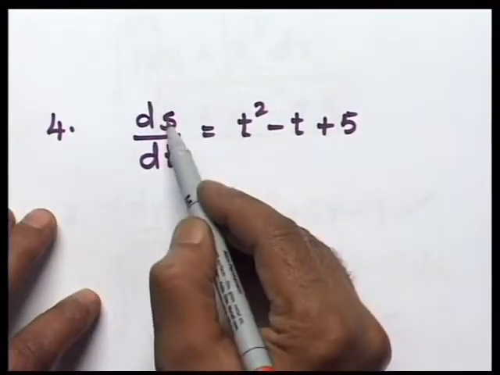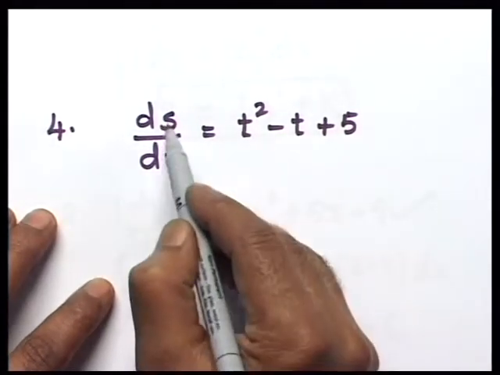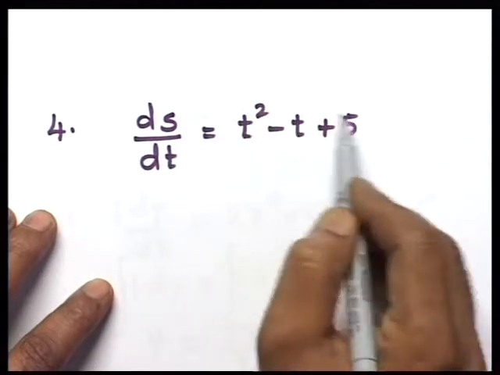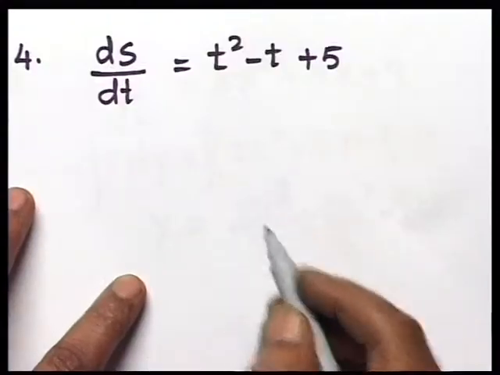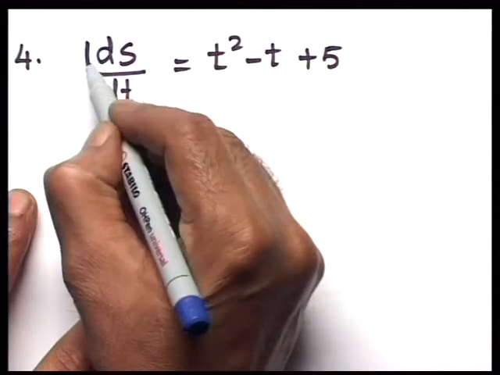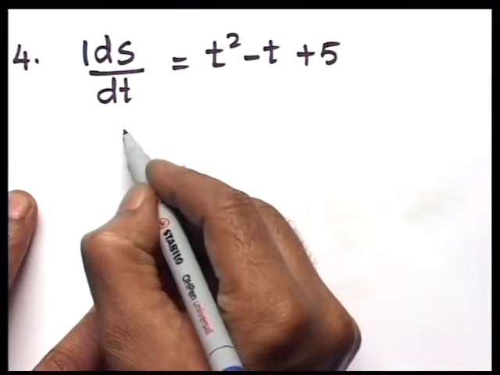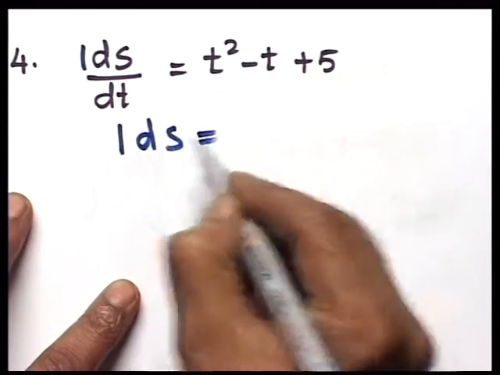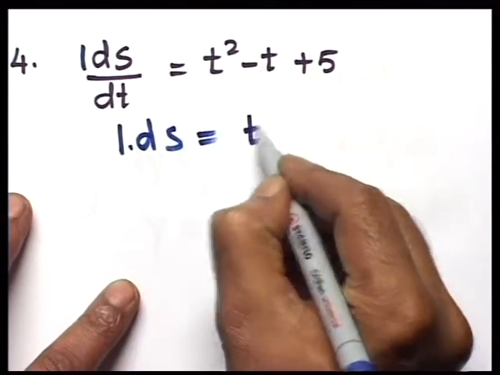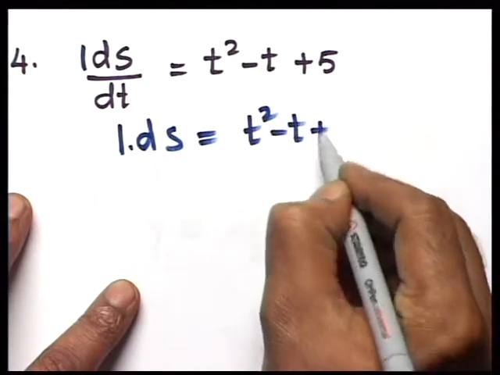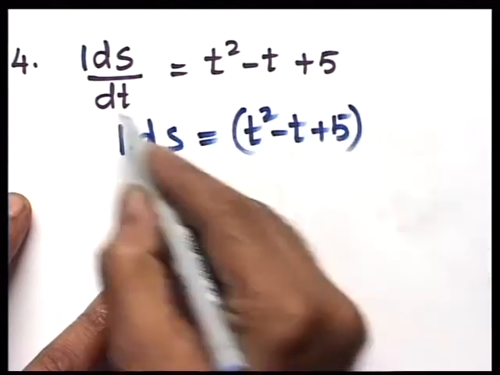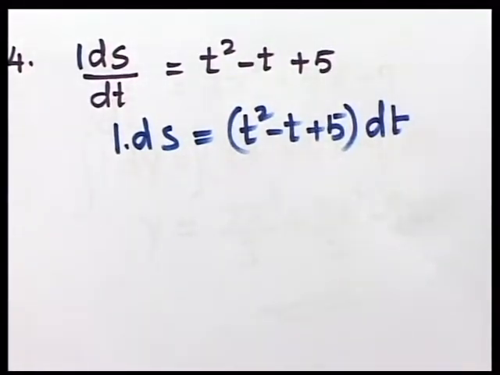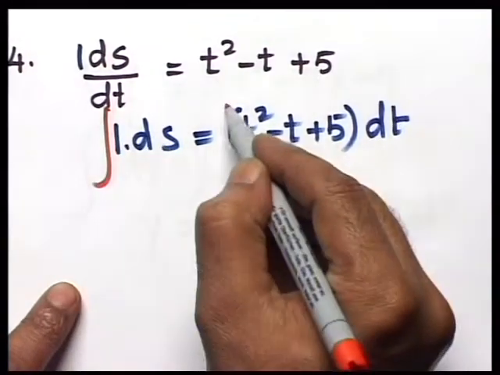See, ds over dt, right? Displacement over time is given as a function of time. So that's 1 ds. Let's keep the 1 ds on the left hand side, equals t squared minus t plus 5, and that's inside the bracket. The dt comes to the right hand side. Okay, once we have that step, we integrate on both sides.